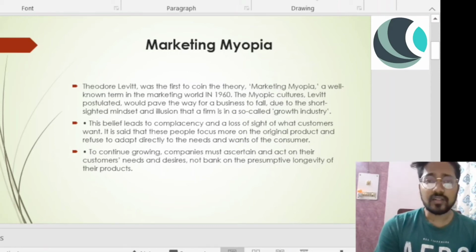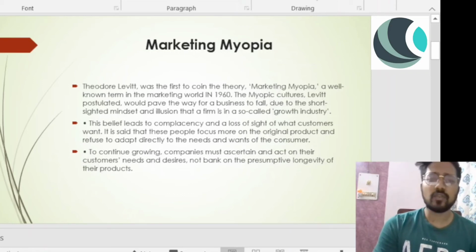It is a well-known term, but certainly only those who have read marketing are aware of this, not everyone. A general audience, those outside the domain of marketing, are not aware of marketing myopia. Firstly, what Levitt said: businesses will fail if they are short-sighted, and if they are under the illusion that a firm is in a so-called growth industry. This belief leads to complacency and a loss of sight of what customers want.